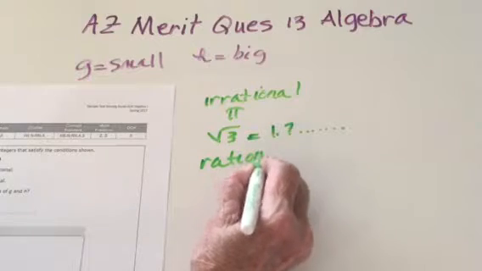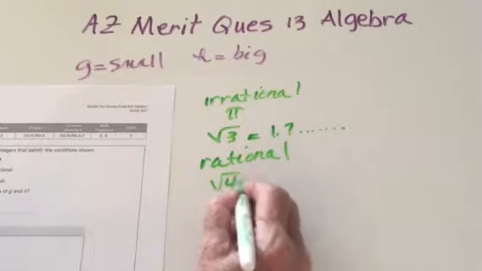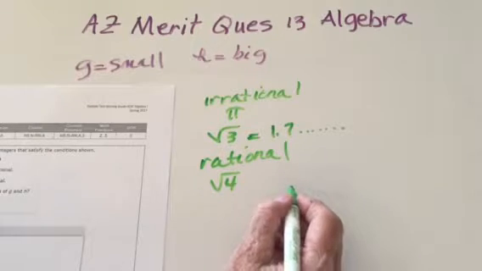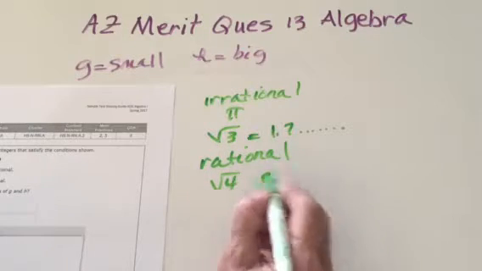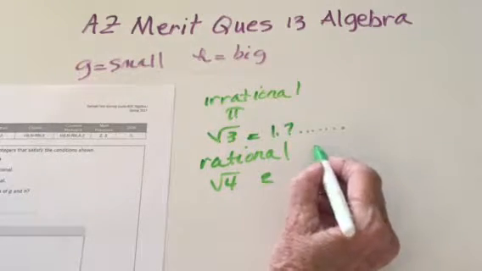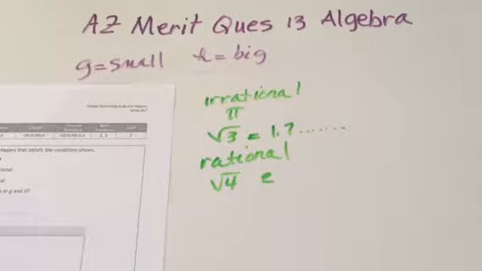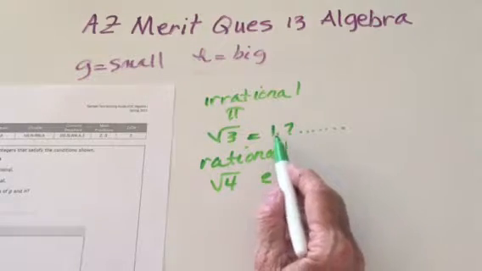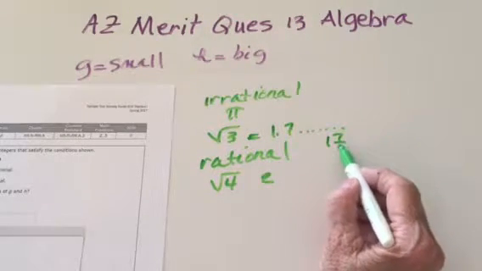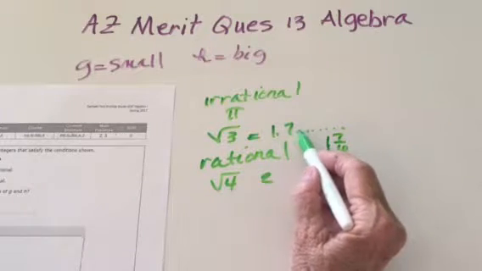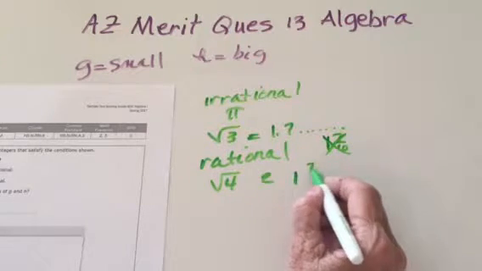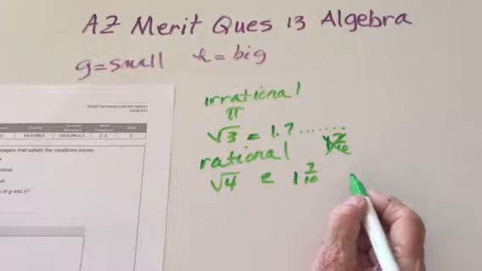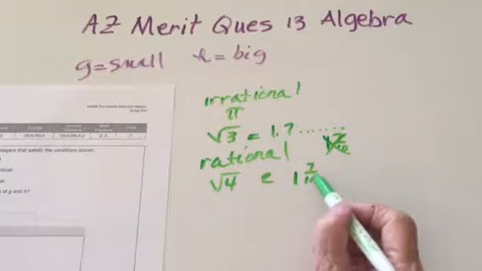Rational means this: radical 4. What does radical 4 equal? What times what equals 4? Well, it's 2. That's a whole number, so it's rational. Rational can also be a decimal or a fraction. This looks like it could be 1 7/10, but it's not 1 7/10. That's 1.7 and then a blah, blah, blah after it. 1 7/10 is rational, but that is not 1 7/10, and it's not rational.